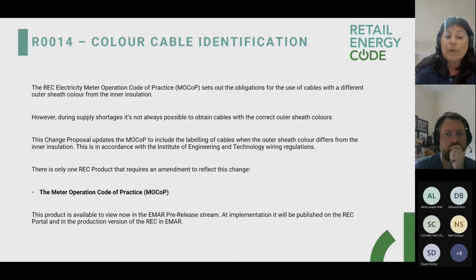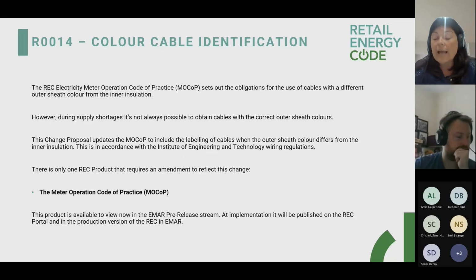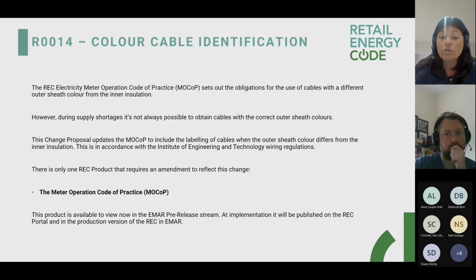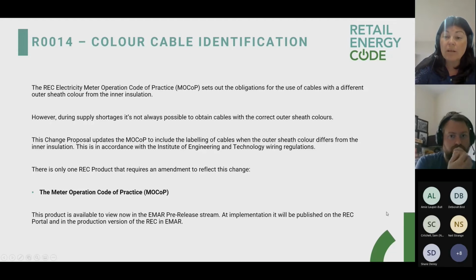So what we're doing to implement that change is to update the meter operation code of practice, which will set out in Appendix 9 the alphanumeric coding. So should there be an instance where the outer sheath colour does not match the inner insulation, the correct alphanumeric code can be used in that scenario. To reflect that change, the meter operation code of practice is being updated. It is, as I said, Appendix 9. The wording for that to help prepare you is already available in the EMAR pre-release stream. So feel free to go and have a look at that information.